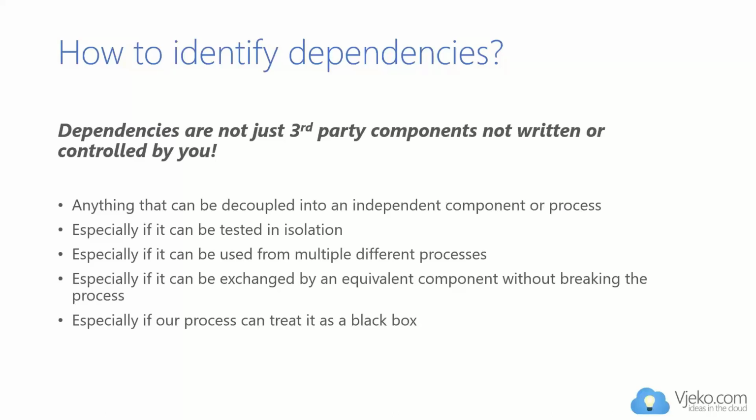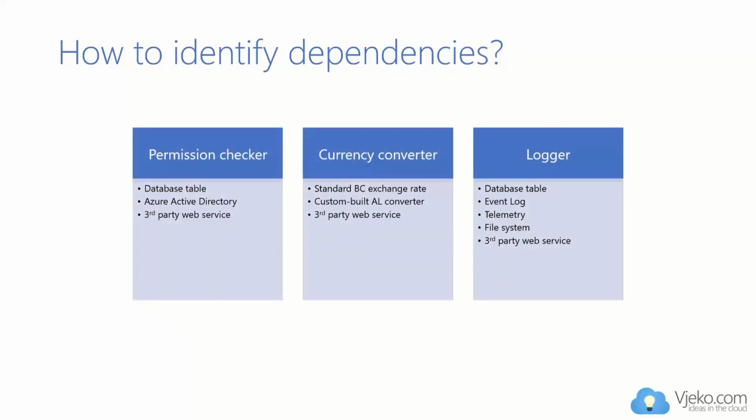And also, if that same chunk of code, which you just decoupled, can be used from multiple different processes, it is a dependency. And also, if this chunk of code, this dependency that you've identified, can be exchanged by an equivalent component without breaking the process, then it is a dependency as well. And especially if your process can treat it as a black box, you throw some input at it and you get some output out of it, and you don't really care about how this black box did its job, that is a dependency.